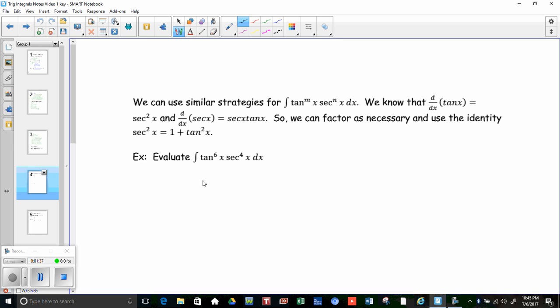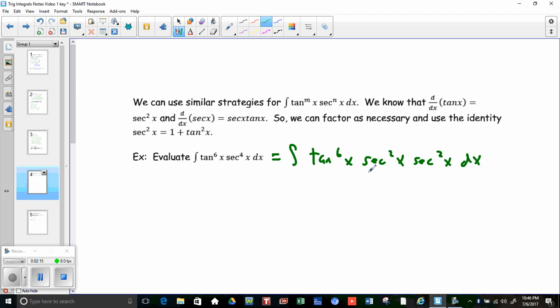We have the integral of tangent to the 6th x secant to the 4th x dx. So the question is, what do we want to actually try and factor out? Well, in this case, I think the easiest method here is going to be to rewrite this integral as tangent to the 6th x secant squared x secant squared x dx.